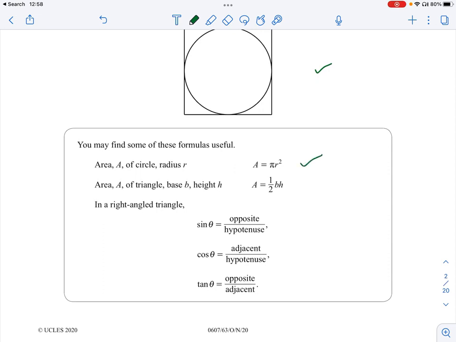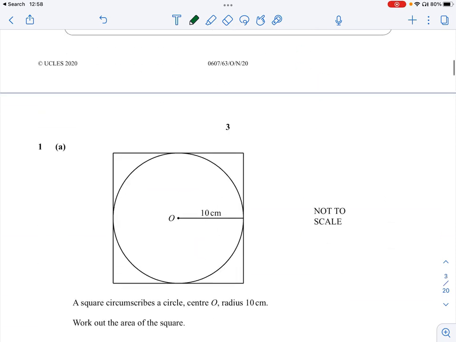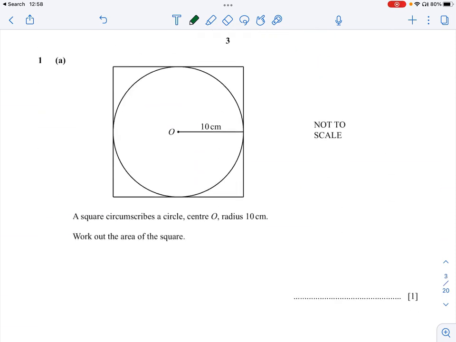Area of the circle has been given, area of the triangle has been given, sine theta, cos theta, and tan theta. Now, in 1a, the square circumscribes a circle, center O, radius 10 centimeters. Work out the area of the square. Now, this is 10 centimeters, so this also has to be 10 centimeters. So total has to be 20 centimeters. Area of the square will be 20 squared, which is 400.